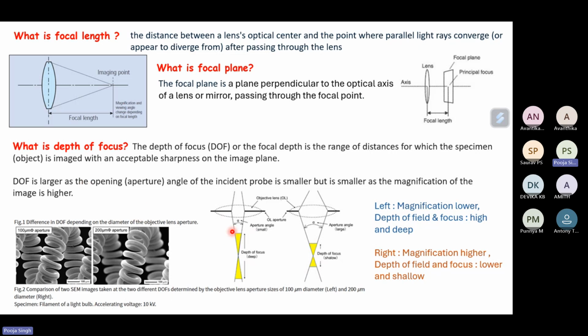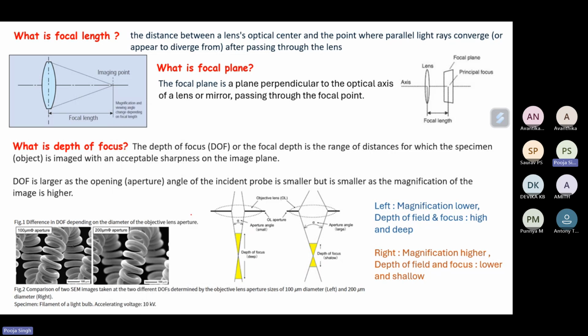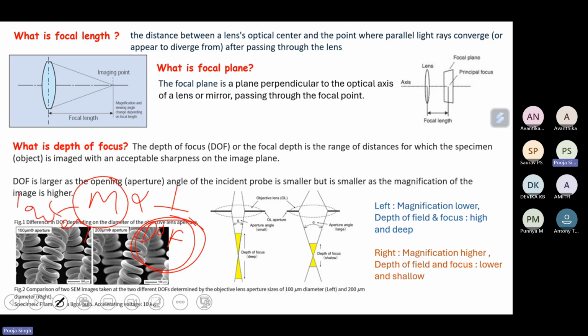Magnification means how much you can magnify your images. So magnification is inversely proportional to the depth of focus. If your depth of focus is deeper, then your magnification will be lower. And if your depth of focus is smaller, meaning shallow, then magnification will be higher. This is all about the depth of focus. It is important when you are doing the imaging process.